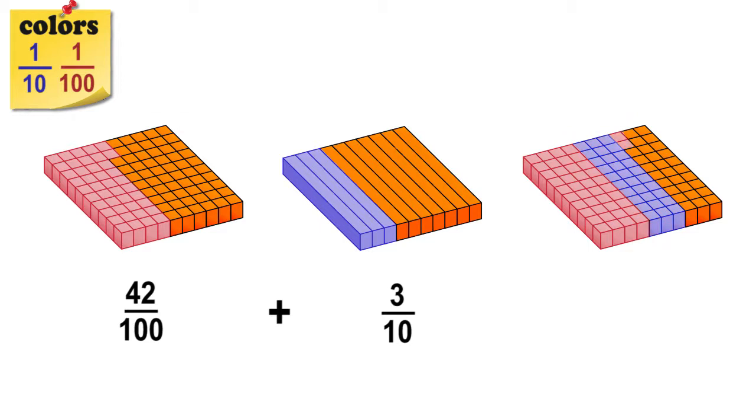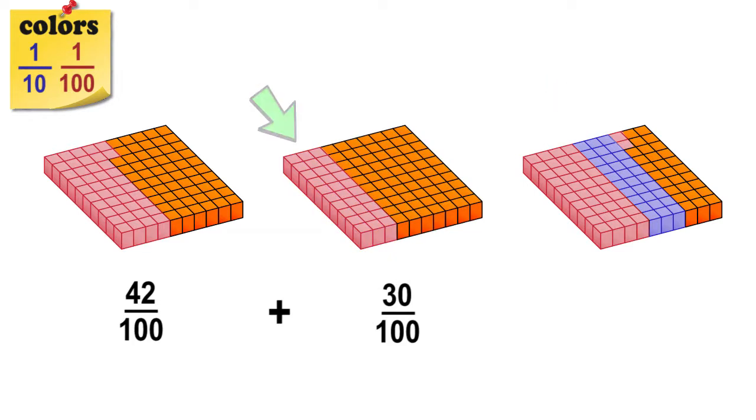42 hundredths is represented as 40 hundredths and 2 hundredths. 3 tenths is represented as 30 hundredths. 3 tenths written as an equivalent number of hundredths is 30 hundredths. The new equation is 42 hundredths added to 30 hundredths is equal to 72 hundredths.